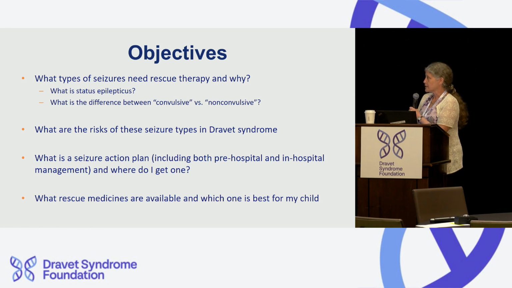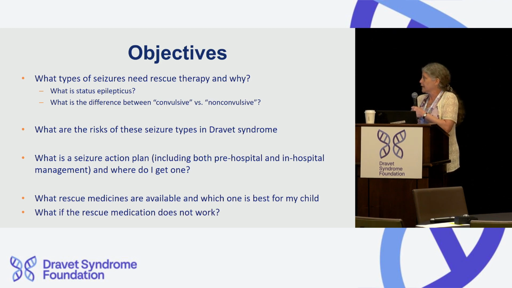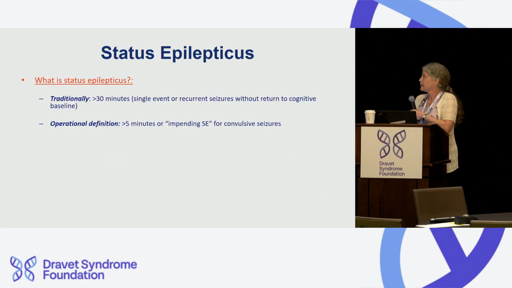What rescue medicines are available? And we'll talk about the pros and cons of each of those so you can decide which one is best for your loved one with Dravet. And then what happens if the rescue medicines don't work?